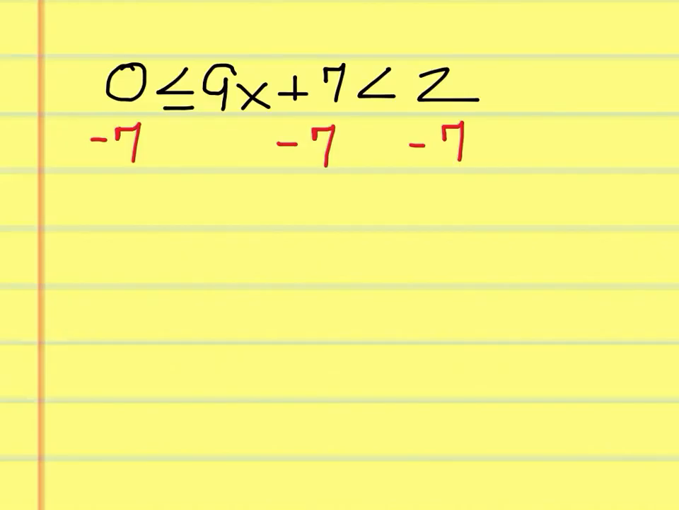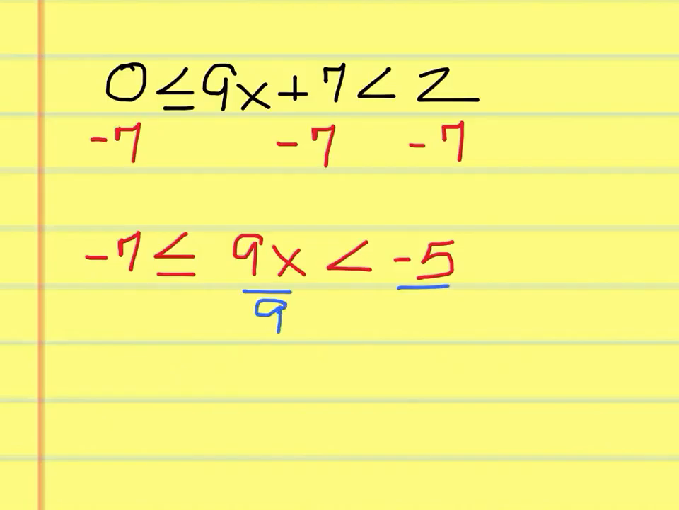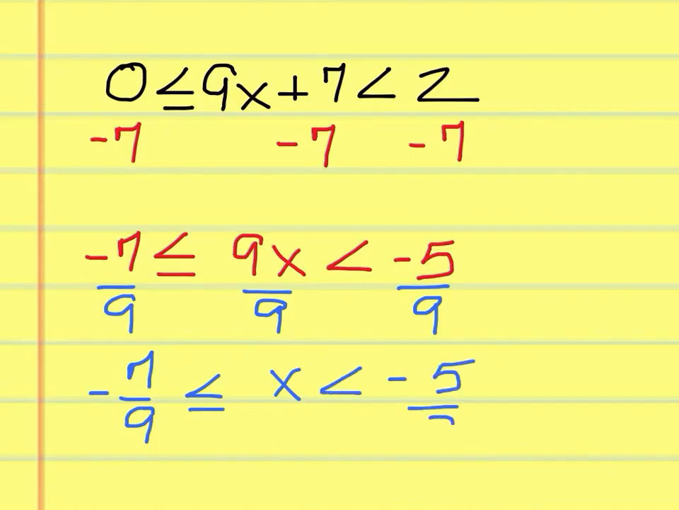And when I do that, I'm left with negative 7 less than or equal to 9x less than negative 5. And then to get the 9x, or the x by itself, I divide everything by 9. So I'm left with negative 7/9 less than or equal to x less than or equal to a negative 5/9.